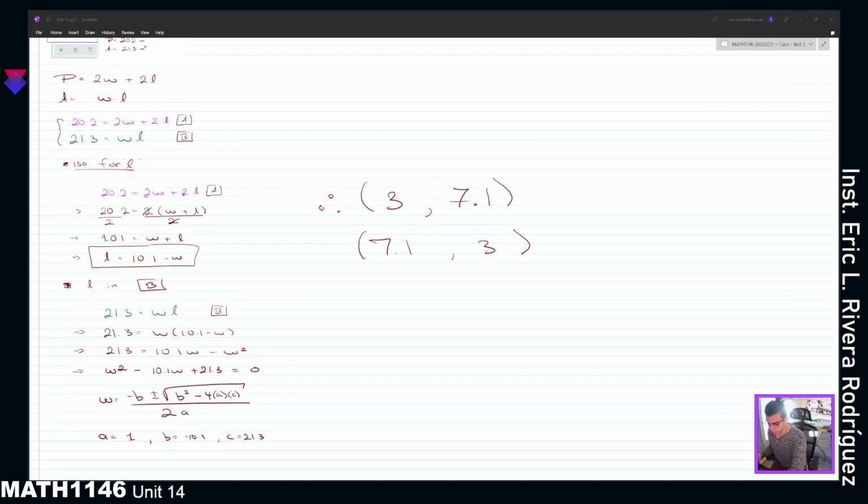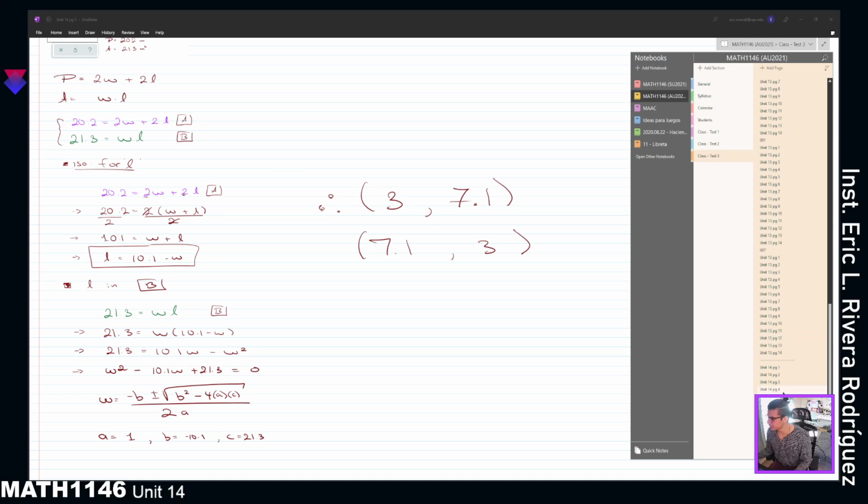Alright, so shall you need more time? Just let me know. But we are going to start now with our 3x3 examples.